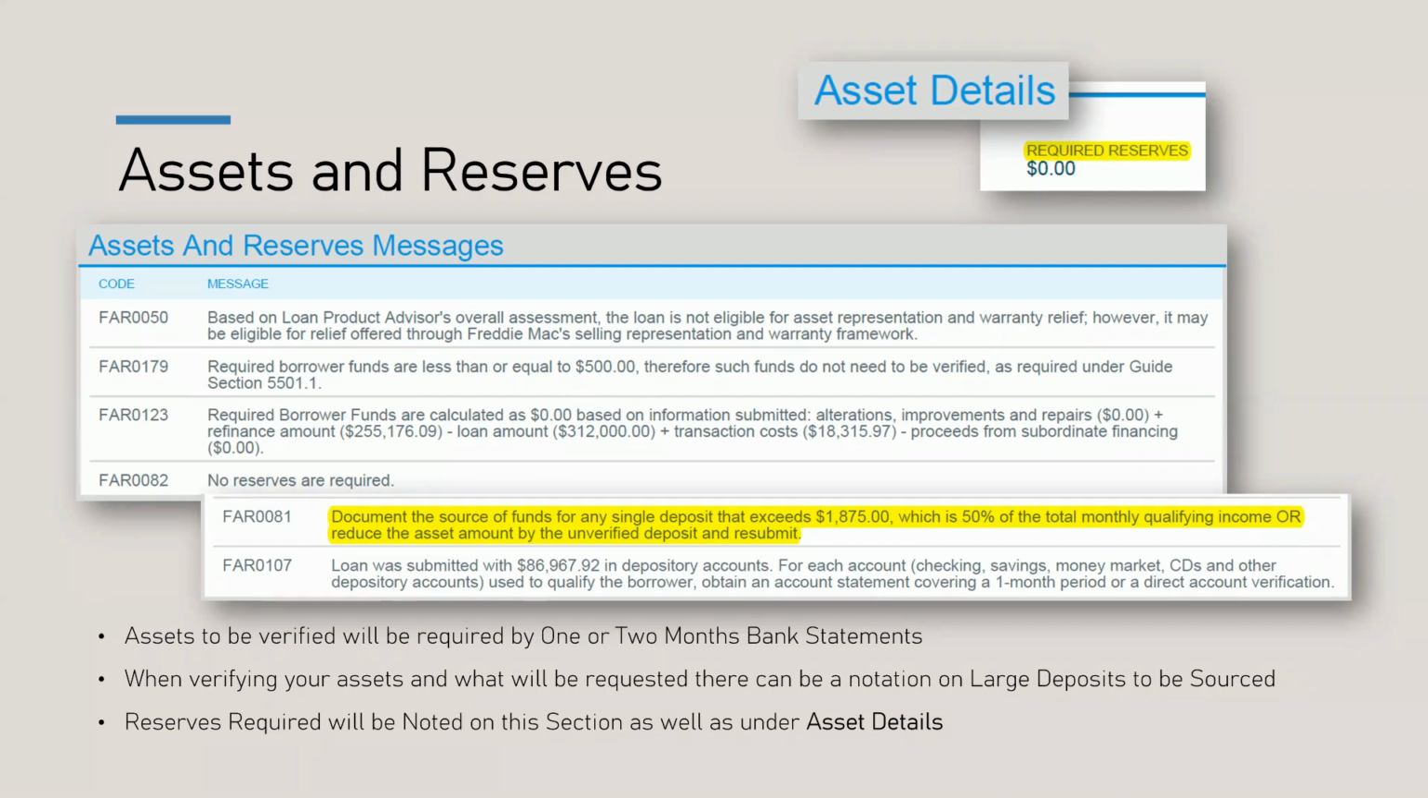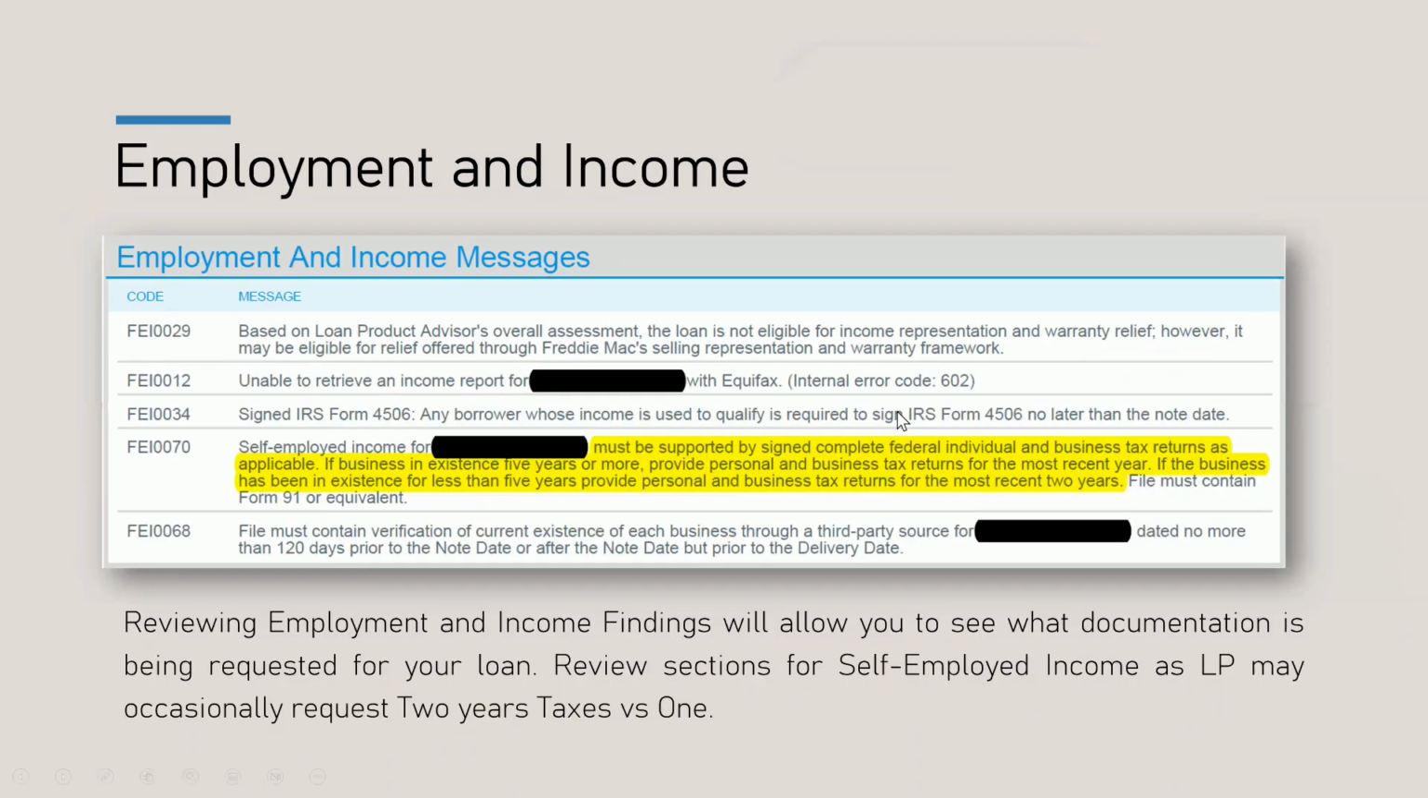So far, any questions that you might have as far as assets and income and reserves?